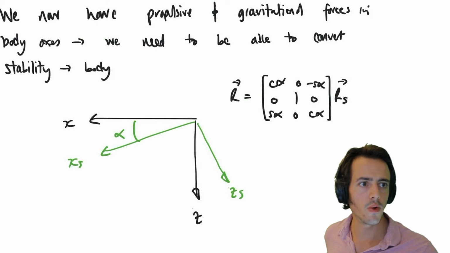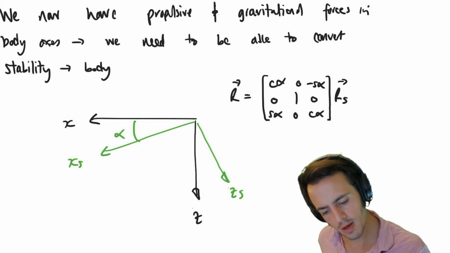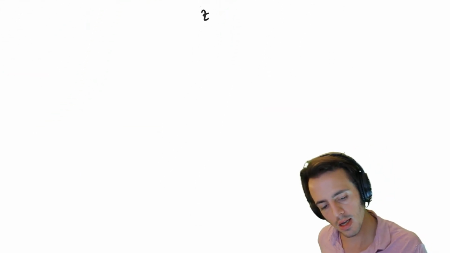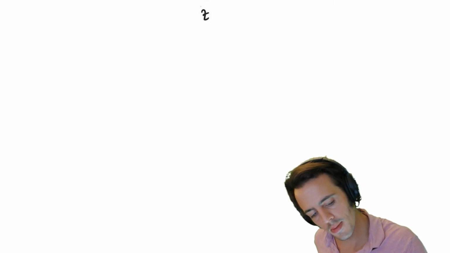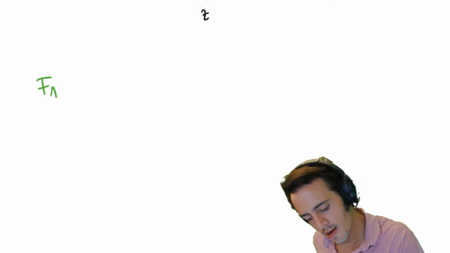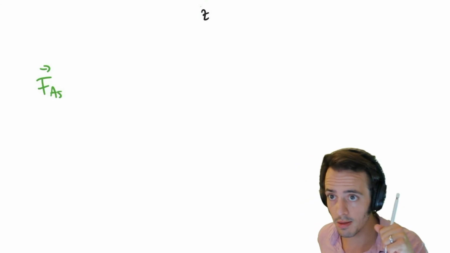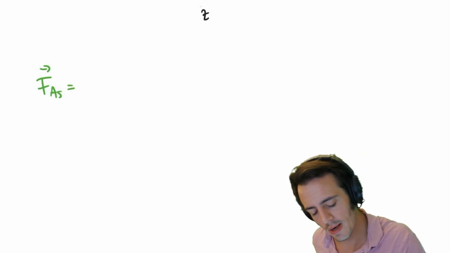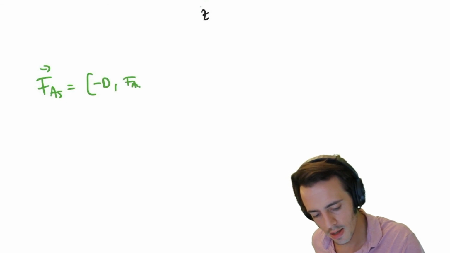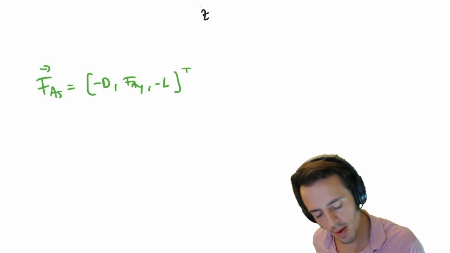And remember the forces that we've got that we care about. We're trying to take the aerodynamic forces in stability axes. So we've got FAS, which is again the force vector because of aerodynamic forces in stability axes, is going to be equal to minus drag, FAY, minus lift, and that's transposed.